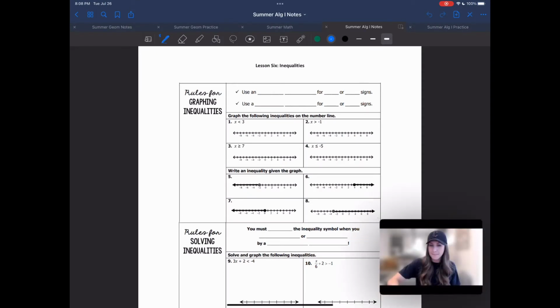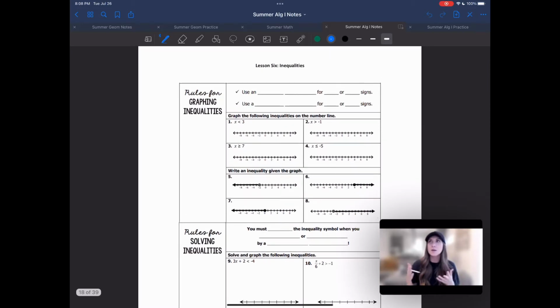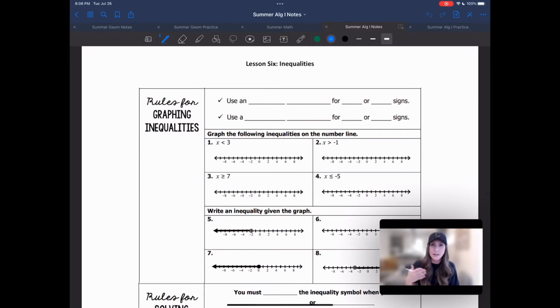We are going to pick it back up today with Lesson 6, and this is all about inequalities. When you think about inequalities, you should think about equations without the equal sign, and instead of an equal sign, we're going to be talking about these less than and greater than signs. You have probably learned a little bit about inequalities in the past, probably back in elementary school. So we're going to start with some basic stuff.